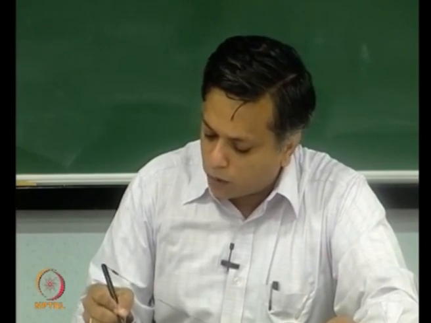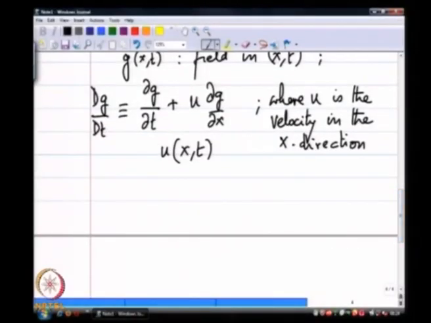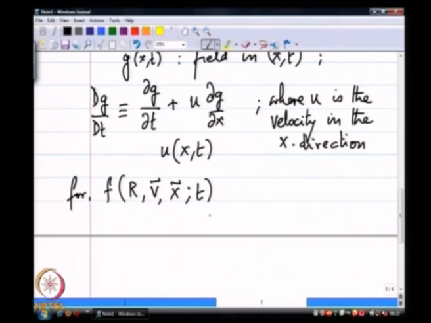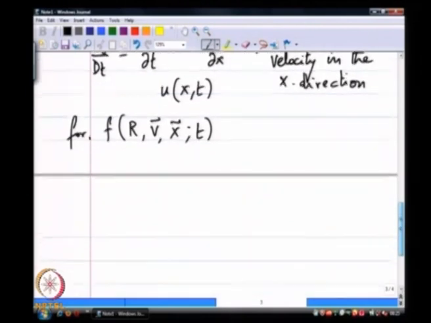So, if I now take that forward, and if I have x and t as my independent variables, this is my co-moving derivative. If I continue this forward, if I define f like we have here as a function of r, v, x and t, so for this general probability density function, how do we write the co-moving derivative and what does that mean?